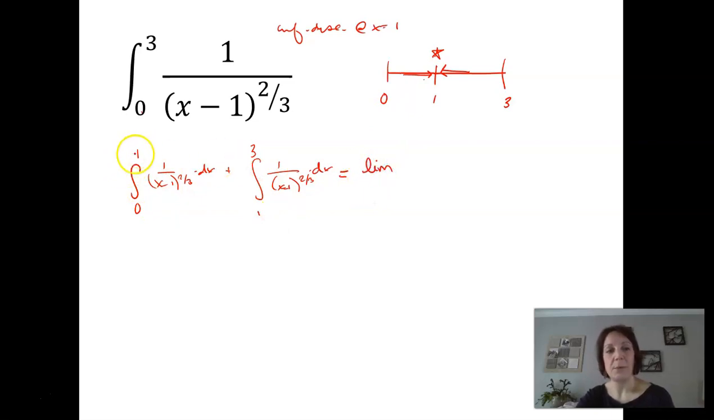In this first one, I'm going to replace 1 with an a. So I'm going to go from 0 to a. And again, I'm going to approach 1 from the negative side, because you can see I'm coming from 0 to 1, so I'm approaching it from the negative side. And then on my other one, I'm going from 1 to 3. This time, I think I'll replace my 1 with a b.